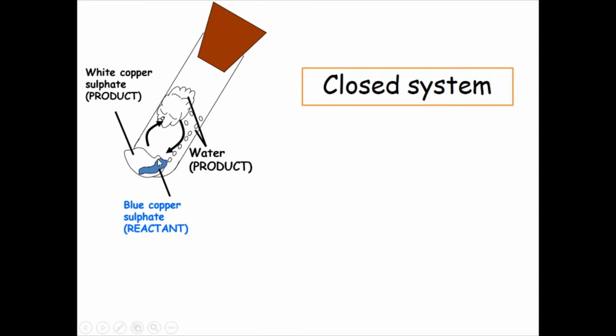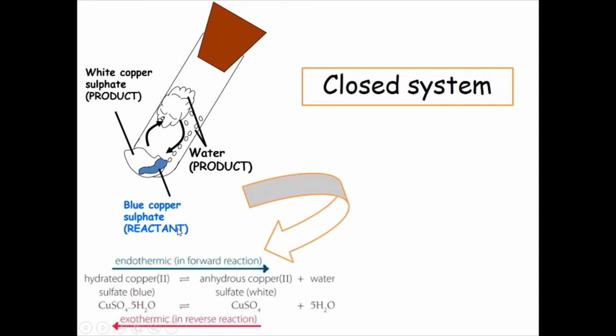In this reaction here, hydrated copper sulfate would be turned into anhydrous copper sulfate and water. The reverse reaction would also happen. This will happen constantly because it's closed conditions, this closed system. Nothing can escape or be added.